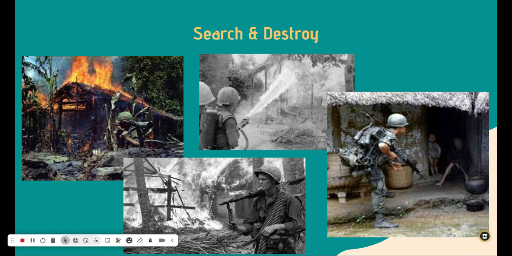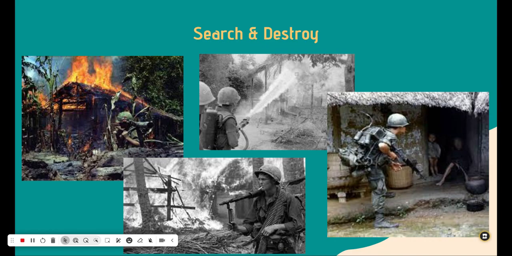So you can see here some images of the US military burning villages that were found to contain Viet Cong or to be helping the Viet Cong. One of the issues that we see is that it makes it difficult for the US military to achieve one of their goals, which is winning the hearts and minds of the South Vietnamese, because they're also burning down these villages.